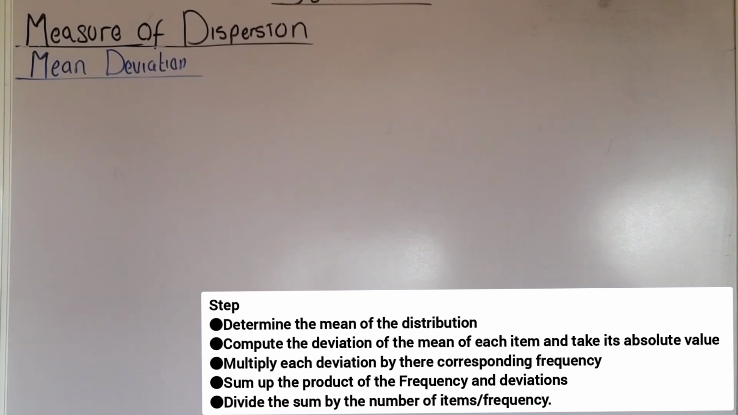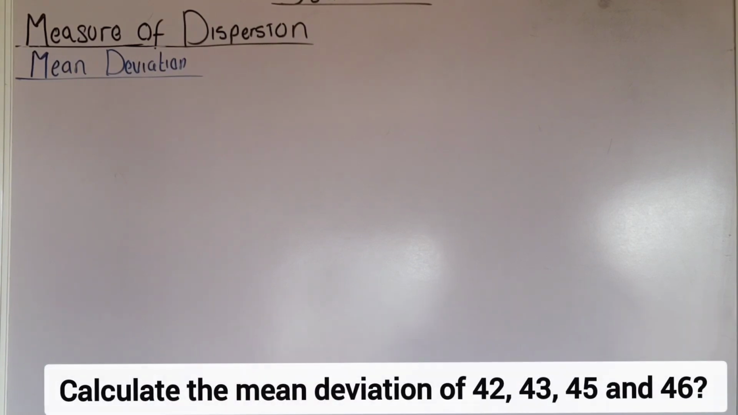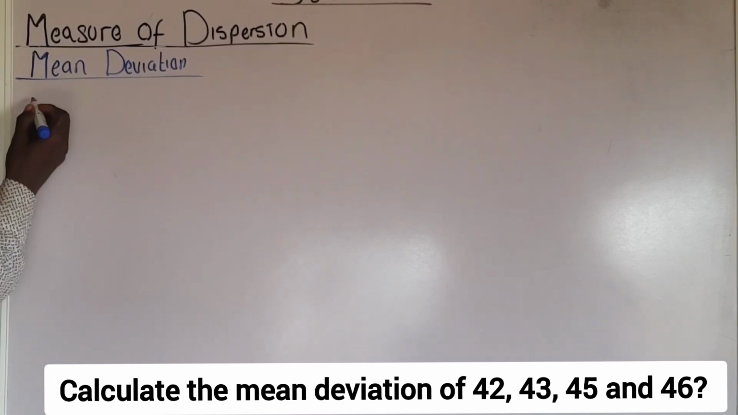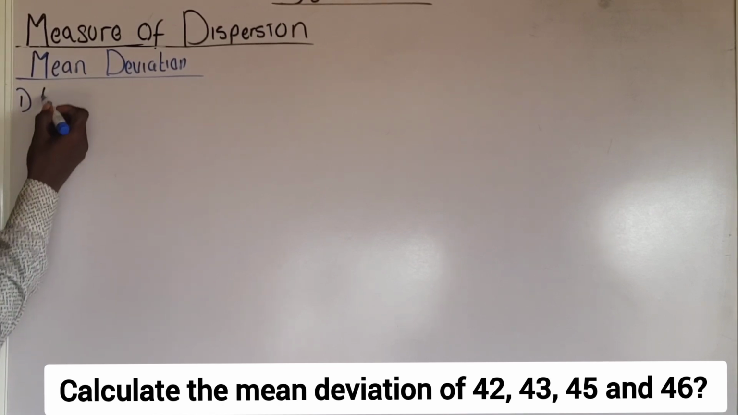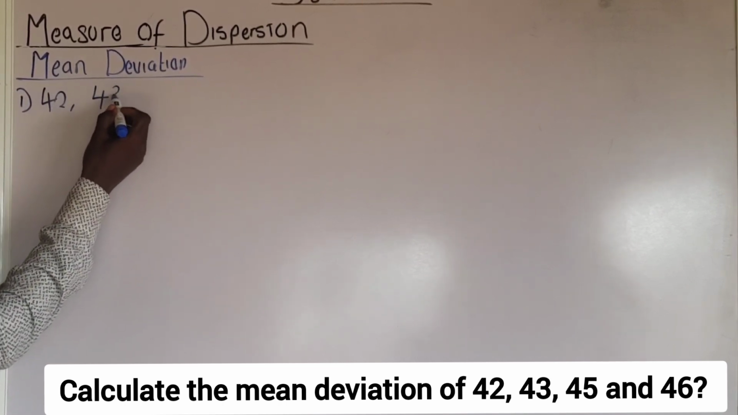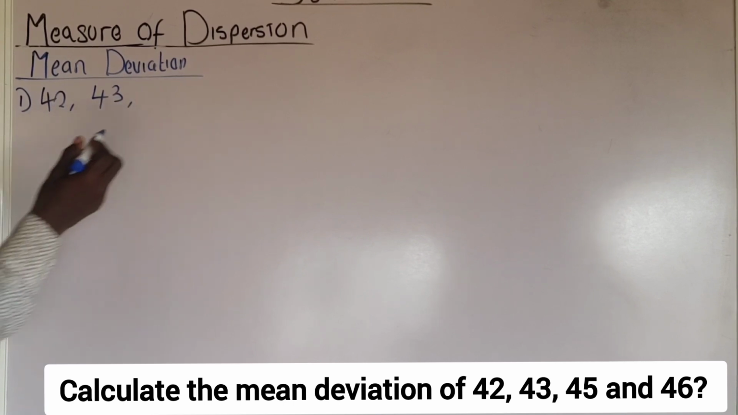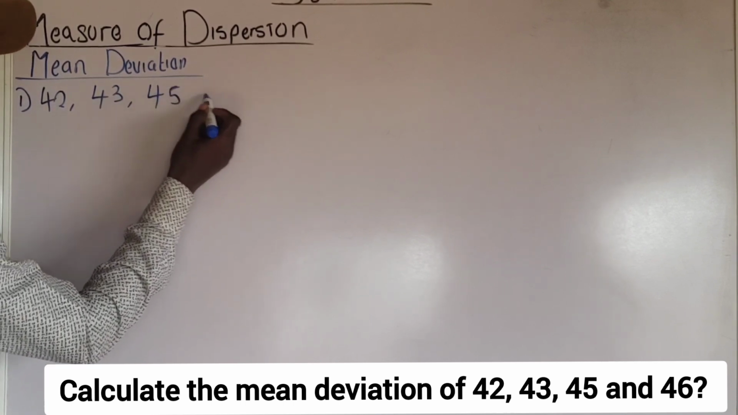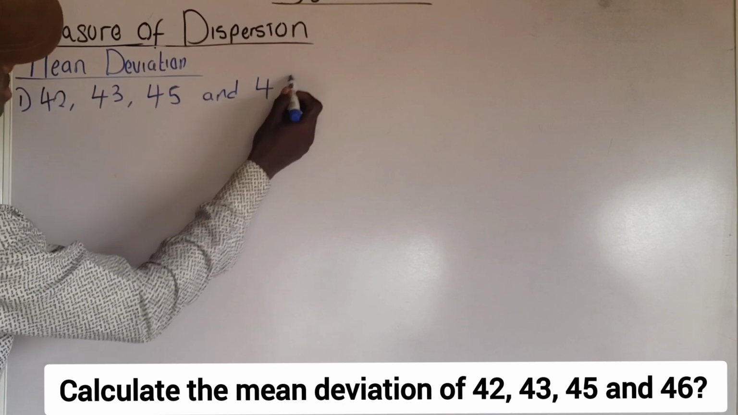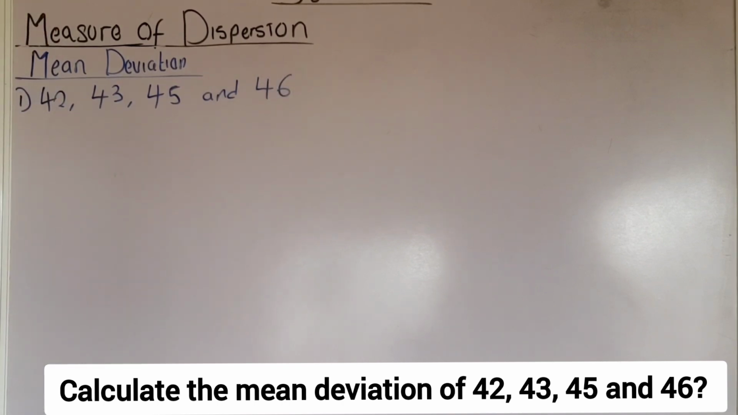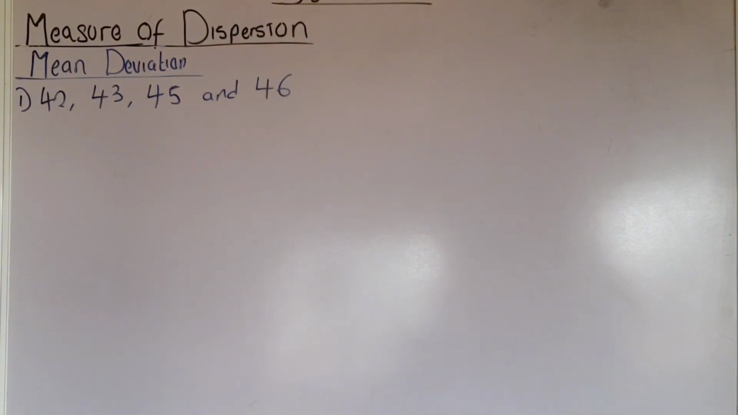Okay, so now I want you to pay attention. Let's start with the first example. Calculate the mean deviation of 42, 43, 45, and 46. You are asked to calculate the mean deviation of 42, 43, 45, and 46. Okay, now don't forget that I gave you the first step.